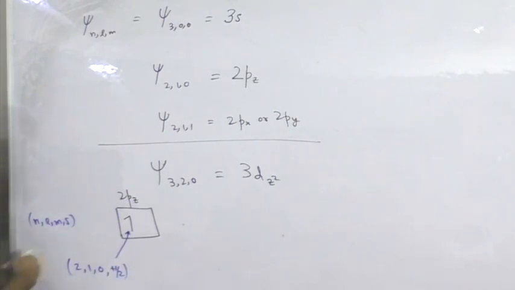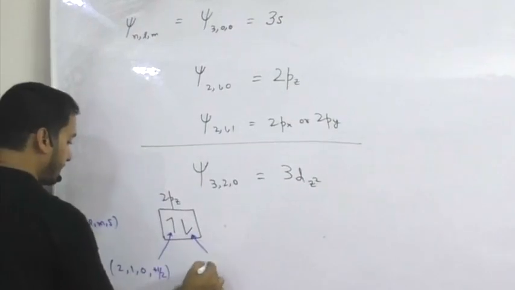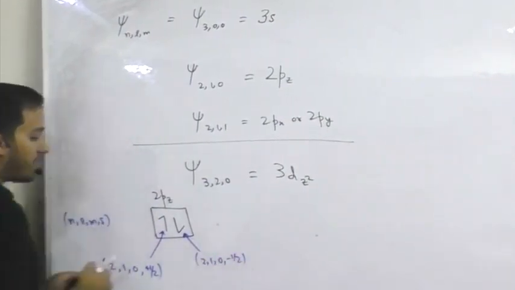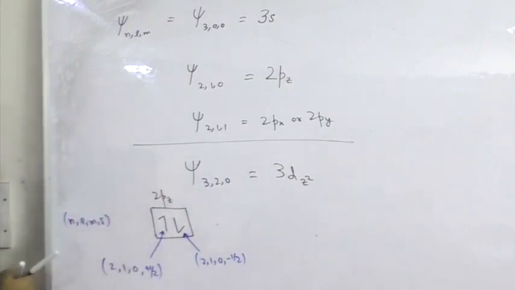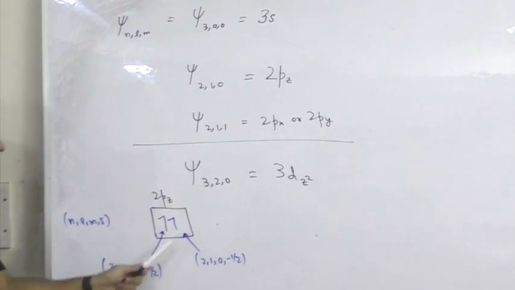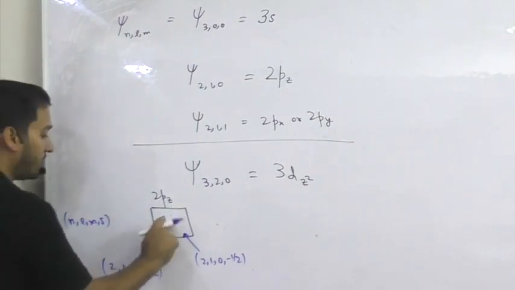Right? So the other electron in this will have what address? 210 minus half. Now, if this electron also had upspin, if this electron was also like this, then what would its address be? 210, this would also be plus half, which is not allowed. Which is not allowed. Okay?